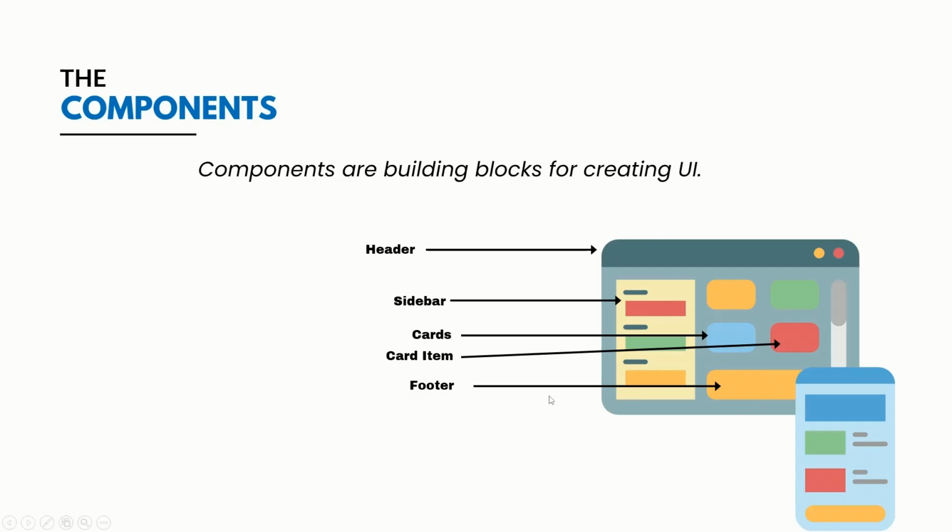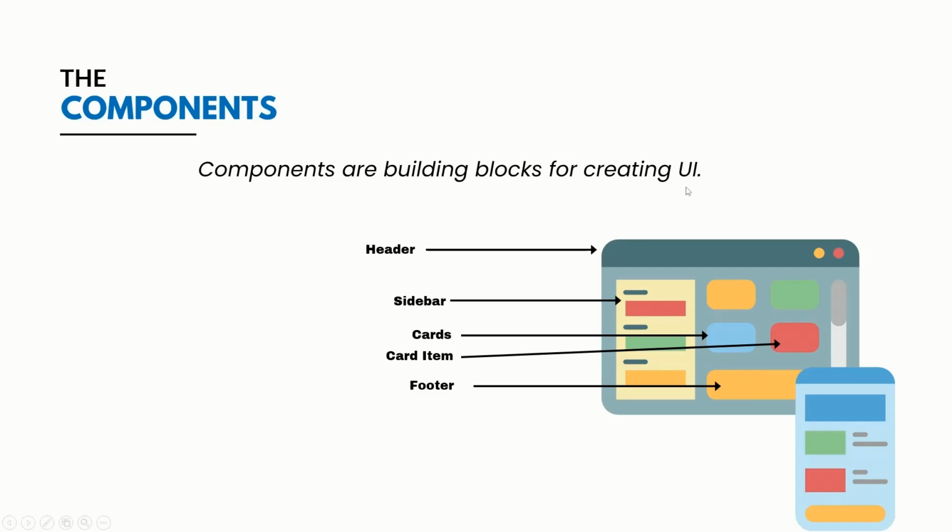So what do I mean with all of that? Components are building blocks for creating the UI. This complete web page is a UI, and there we have a header component, a standalone component. Sidebar is a component, the complete cards component, each card item component, and we have the footer component as well. And you can have as many components as you want in your UI. Any particular area which displays some data in your web application is a component.